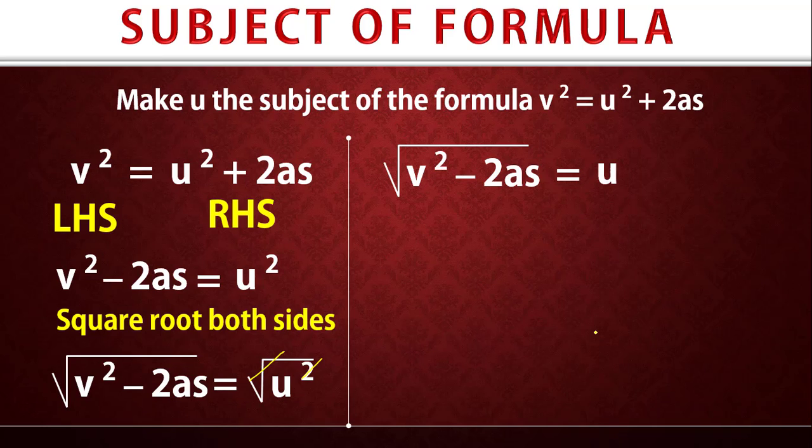And then we can interchange it around. Since we have only u here, we can interchange it around and say u equals the square root of v square minus 2as. That is our final answer. So this is our subject of formula here: u equals the square root of v square minus 2as.